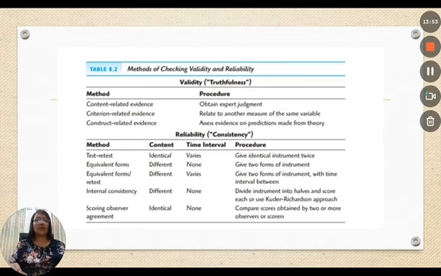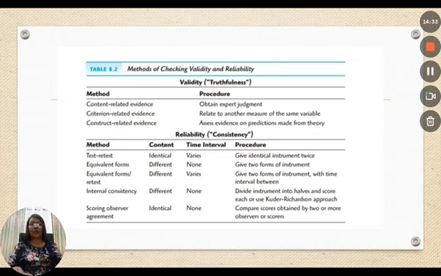In the procedure, it assesses evidence on predictions made from theory. Then we have the reliability. Reliability means consistency. We have the method, the content, the time interval, and the procedure. Test-retest: the content is identical, but the time interval varies. The procedure is it gives an identical instrument twice.